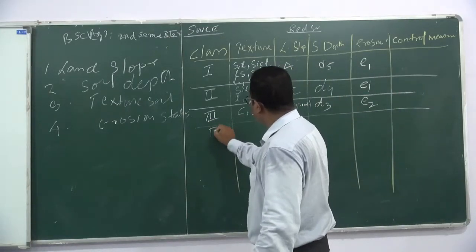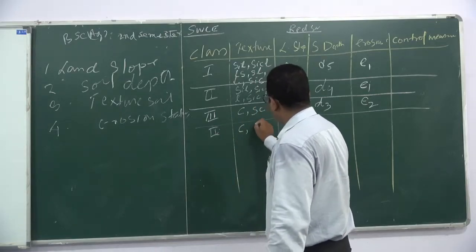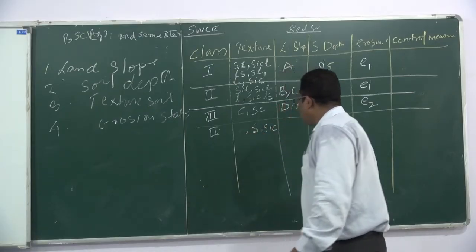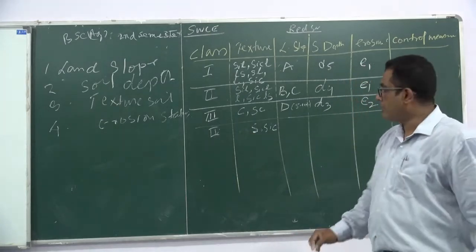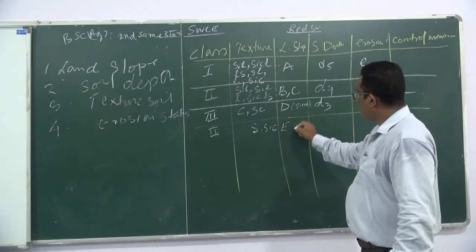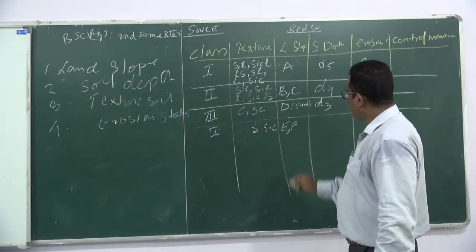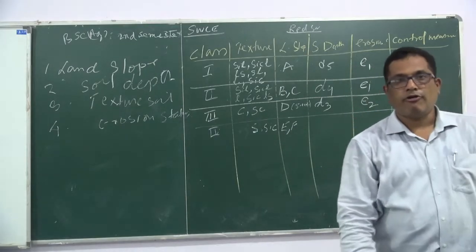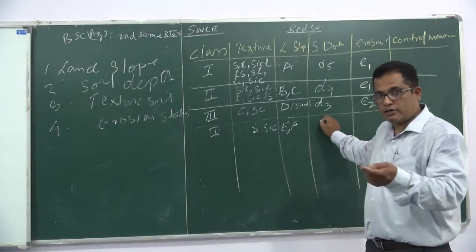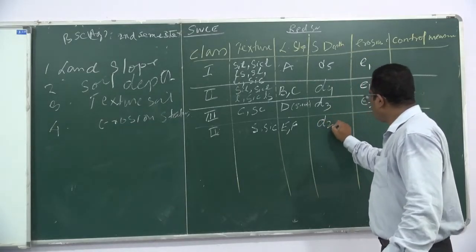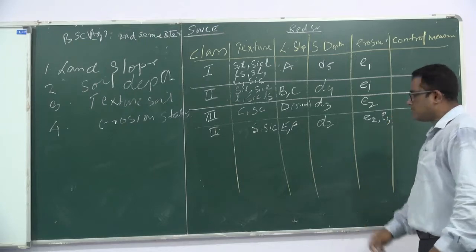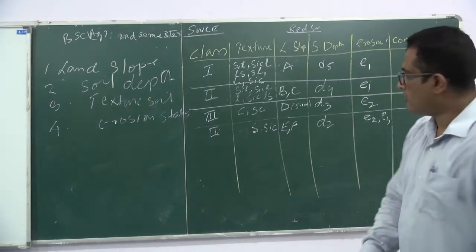Now coming to class 4, here you can have clay or sandy soil mostly, silty clay. This type of soil texture you will get in class 4 type of land. Land slope would be E and F, where E is 10 to 15% and F is 15 to 25%. And here the soil depth is much lower than the previous one. Here it is D2 and the erosion status is E2 as well as E3. In some cases it would be E2, in other cases it would be E3.